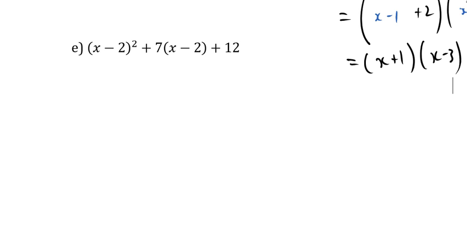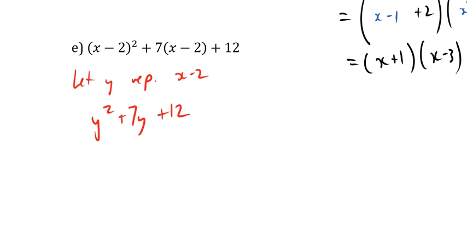Okay, so put your pens down for a minute and watch. This is like something squared plus 7 times something plus 12. So if I do the same trick and I let y represent, in this case, x minus 2, it's not always the same thing, right? It's whatever's in there. Then doesn't this become y squared plus 7y plus 12? Doesn't it become that? Can you factor that? What's the factored form of that?